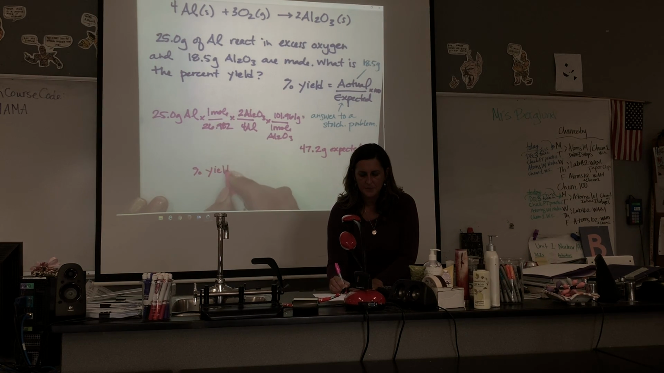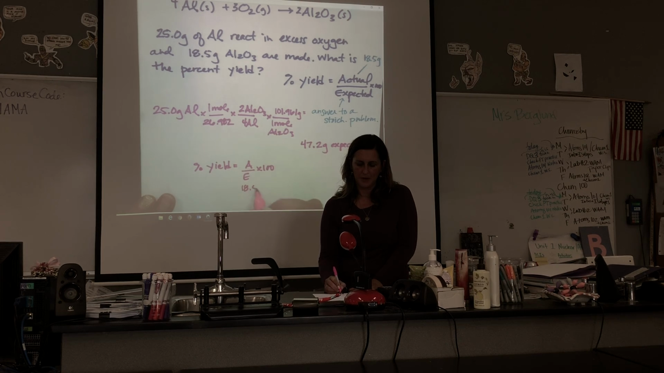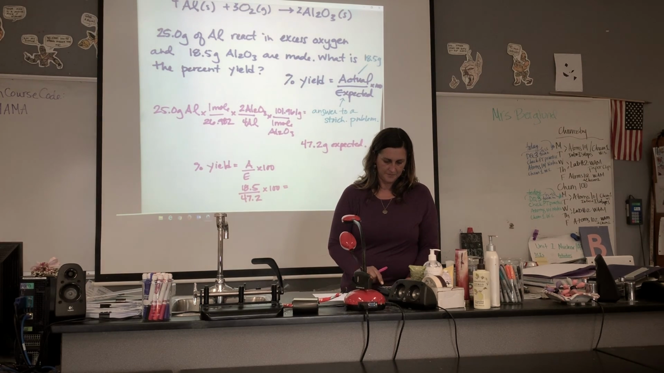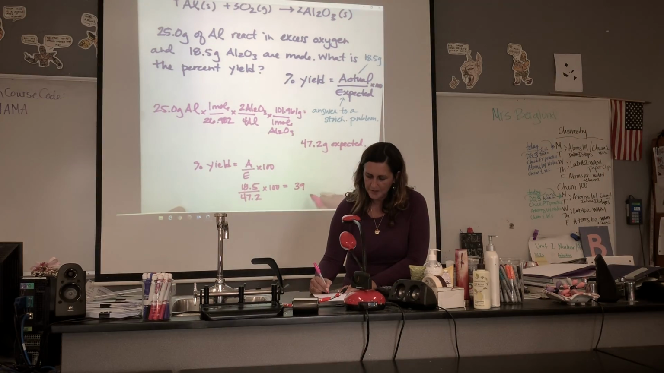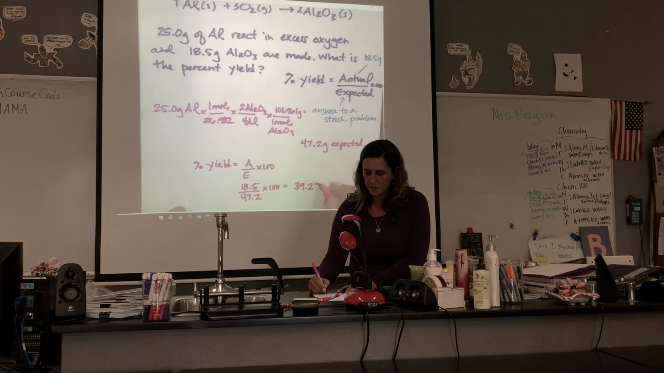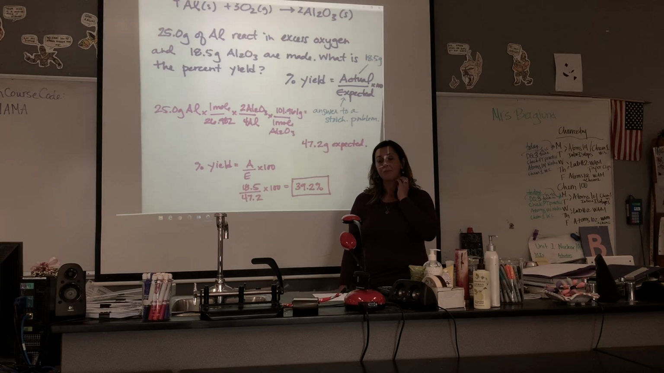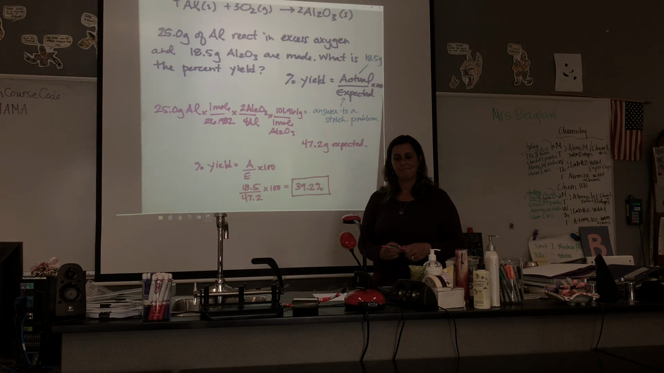So our percent yield is the actual over the expected times 100. And our actual is the number from the problem, 18.5 grams. And then the 47.2 grams are expected times 100. So we get 39.2% yield, which is fairly low, but not all reactants become products in all cases.